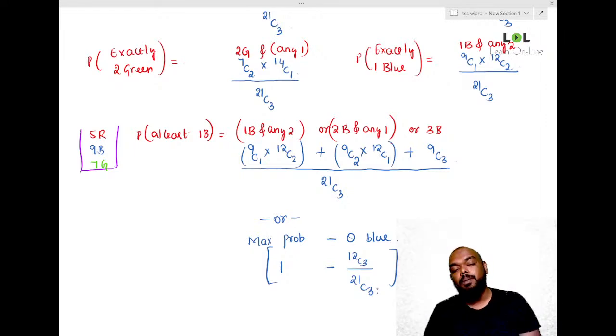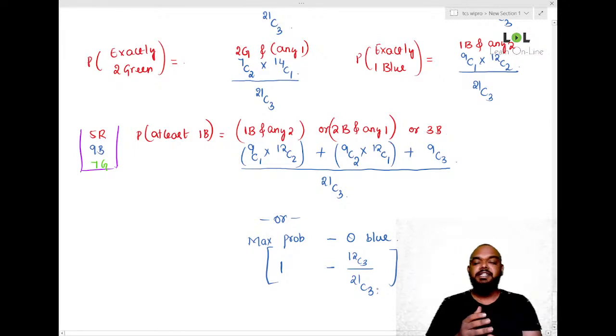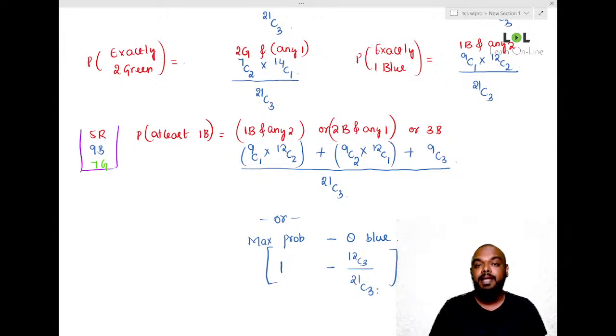So maximum probability with what? 1. When I take maximum probability as 1, all the conditions will be included. 0 blue will be there, 1 blue, 2 blue, 3 blue. But we don't want 0 blue. We just have to remove that part. 0 blue means I have to get all the 3 marbles from red and green. So that is 12C3 by 21C3. Am I clear now? Did everyone understand?